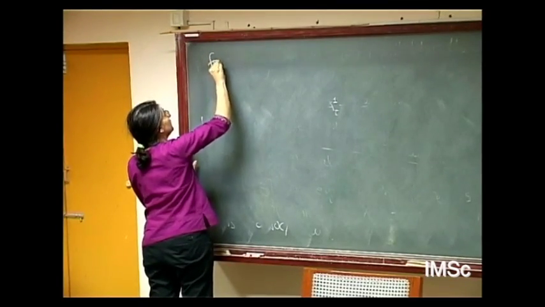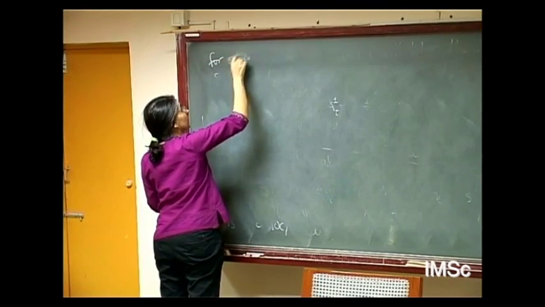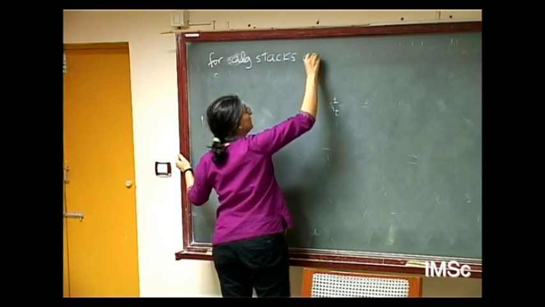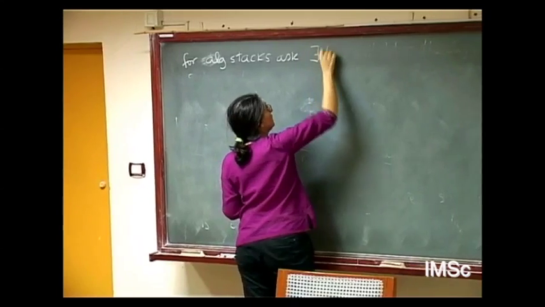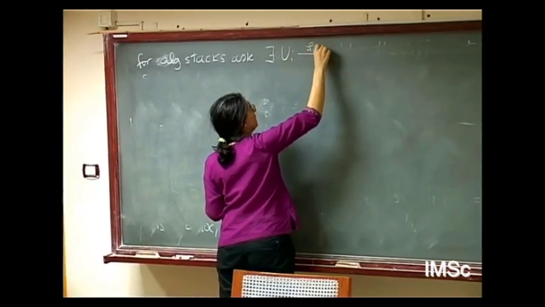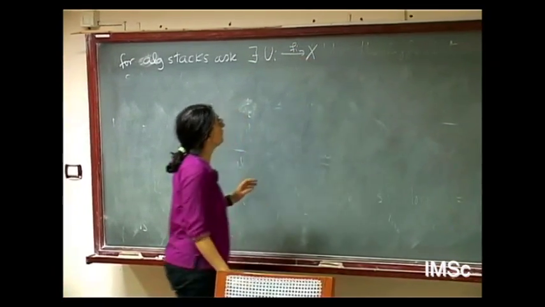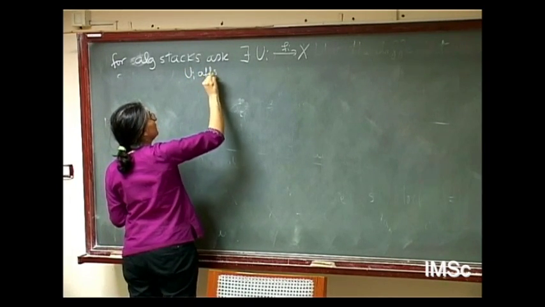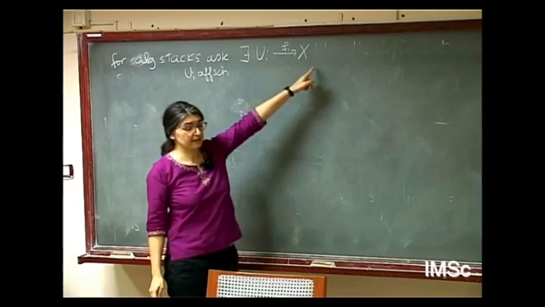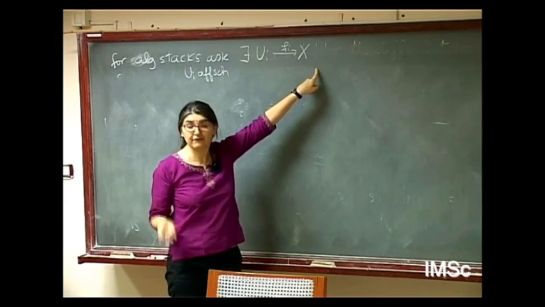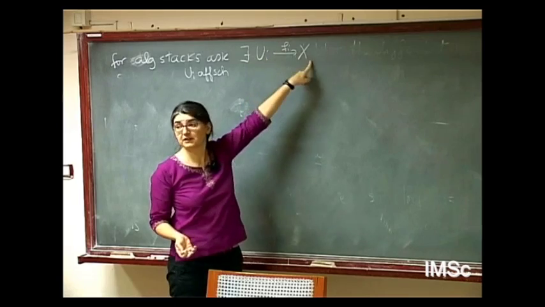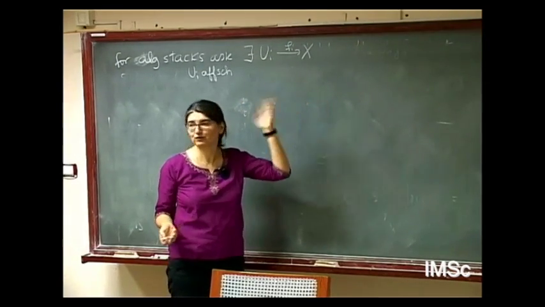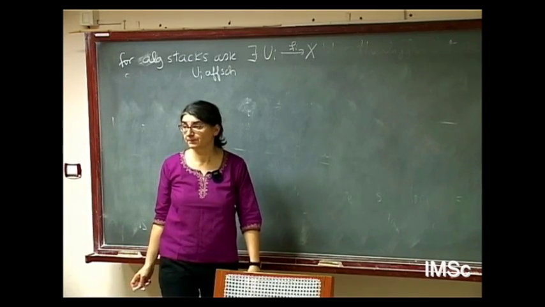So for algebraic stacks, you ask that there exists U_i, where U_i are affine schemes. And now what is this? This, remember, has to be seen as a functor. So this is a set, but this is a groupoid. So if you want, it's a map to the objects. That's what a functor from a set to a groupoid is.